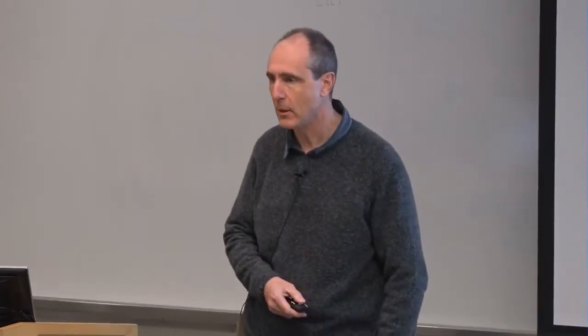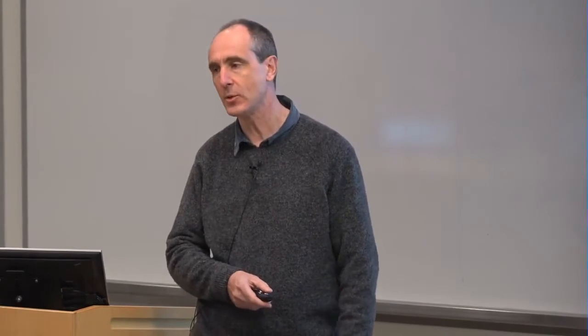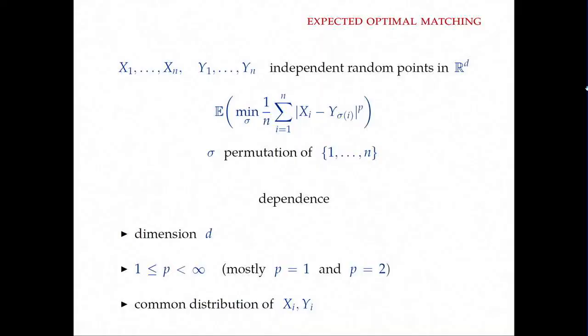So this problem about optimal matching will also be considered more or less equivalently as a transportation cost problem between some empirical measure and the reference measure. And it is actually in this form that we will discuss the problem later on. So here the interest is to try to find the order of this optimal matching in expectation. So it's a first order analysis.